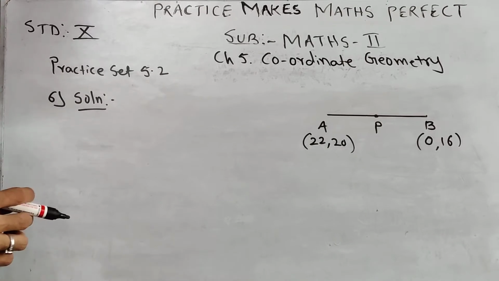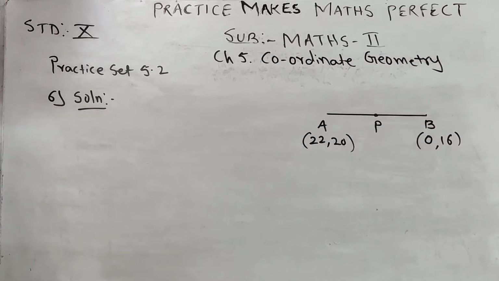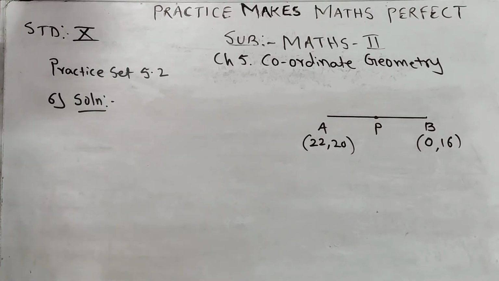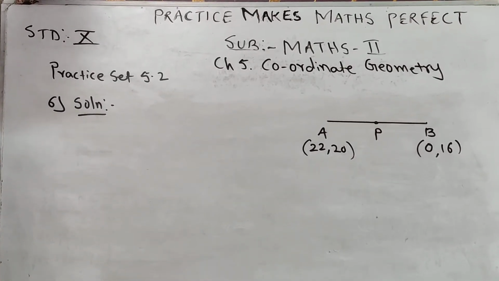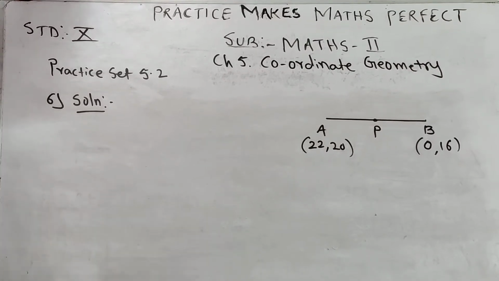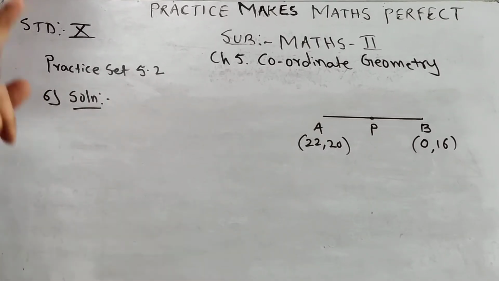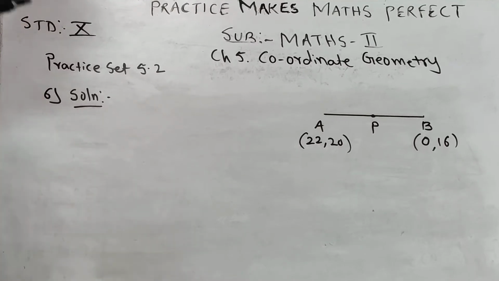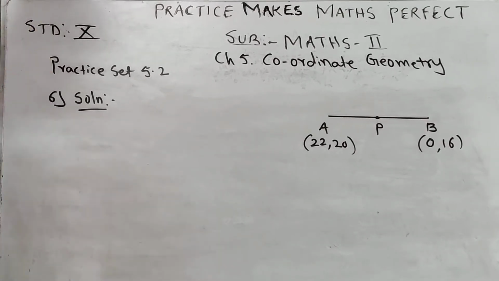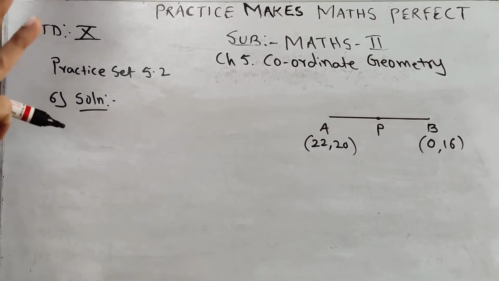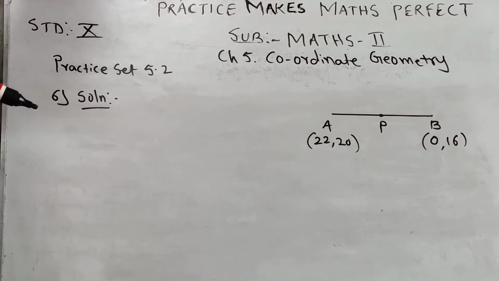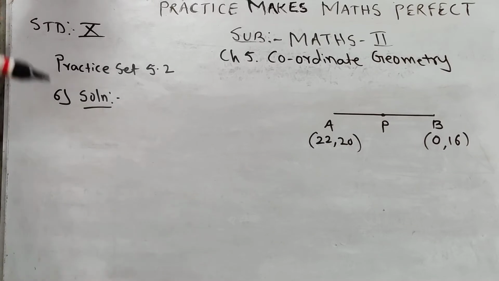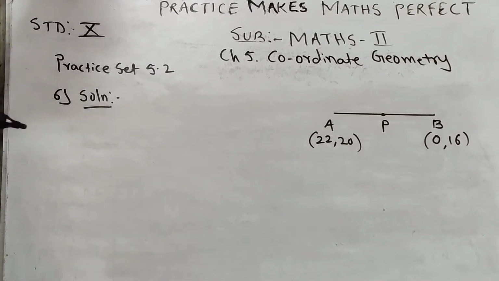My dear students, in the previous video we completed practice set 5.2 up to sum number 5. Today, without wasting time, we are going to continue practice set 5.2. In practice set 5.2 I taught you three formulae: the section formula, the midpoint formula, and the centroid formula. I taught these three formulae before starting 5.2, so you know all this. Without wasting time, we are going to continue.